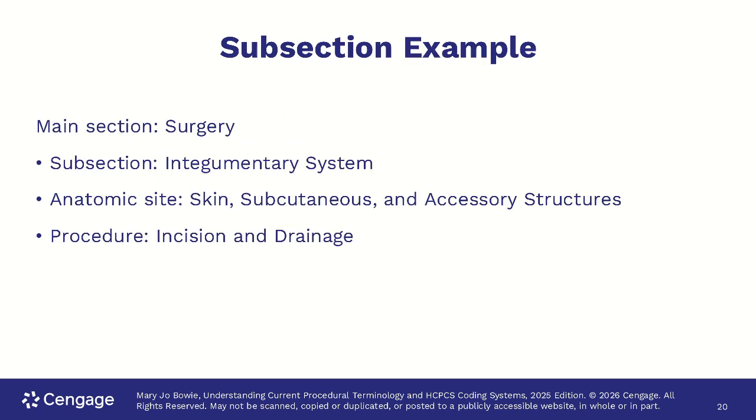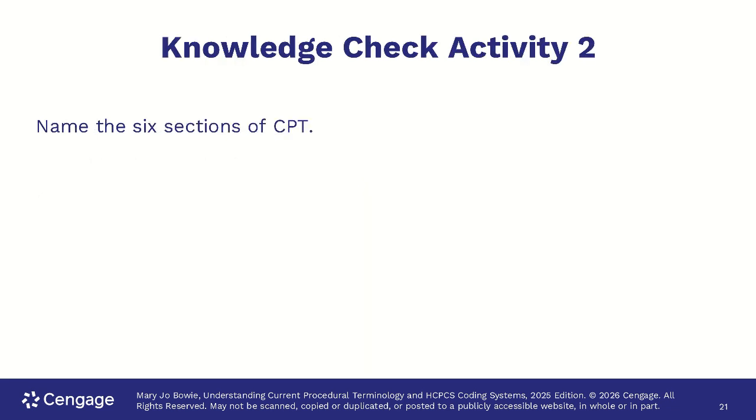All right. What else we got here? Okay. So here's an example of a subsection. So main section surgery, under surgery, the integumentary system, which is a subsection, and then you have the sites, and then the actual procedure, in this case incision and drainage. But in this particular area, you've got excision, you've got destruction, right? So it's very important to review and understand the documentation so that you can select the appropriate code.